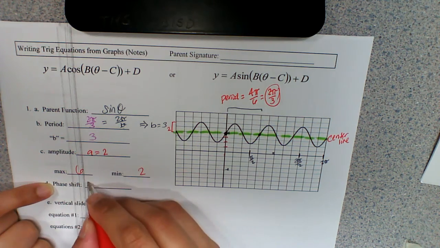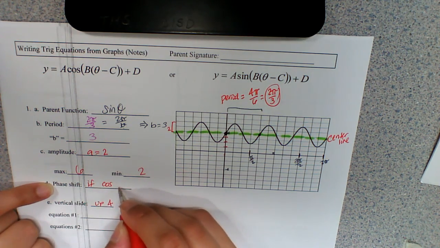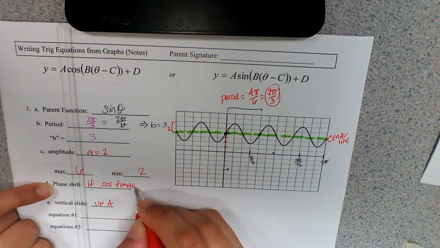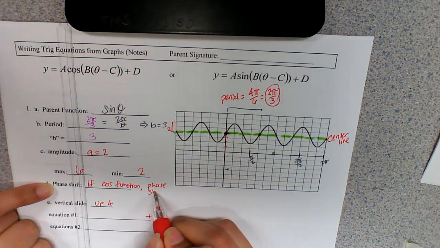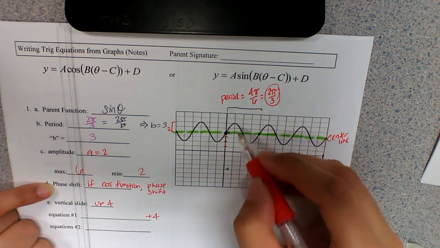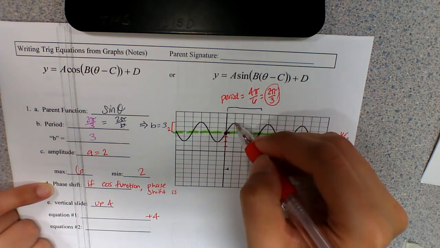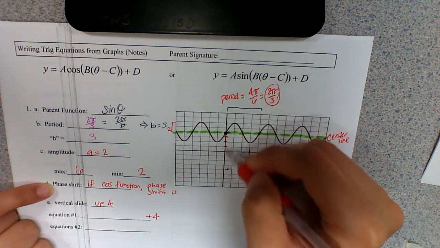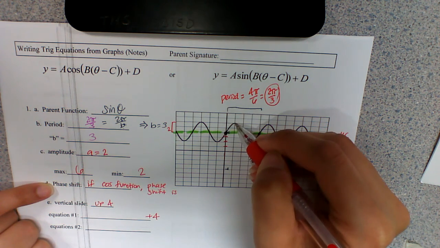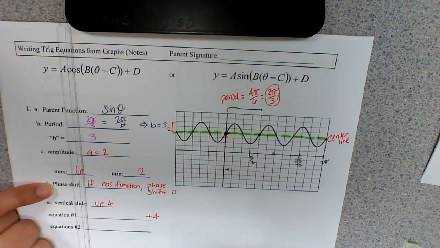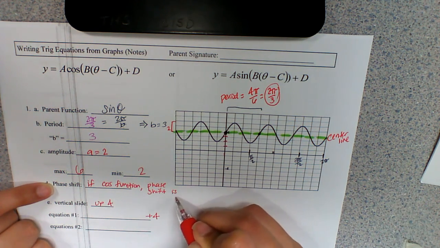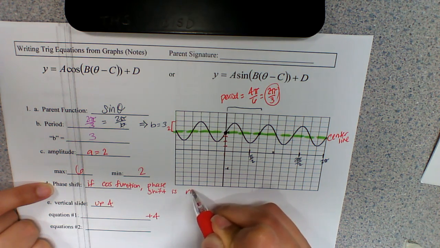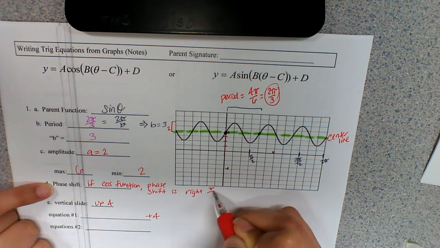So if it's a cos function, then we will have to say that the phase shift is based on the highest point, because again, the highest point is normally on the y-axis, and it's simply 1 mark off. And like we said earlier, each mark is pi over 6. So really, if we call this a cosine function, then we have to say that the phase shift is to the right pi over 6.